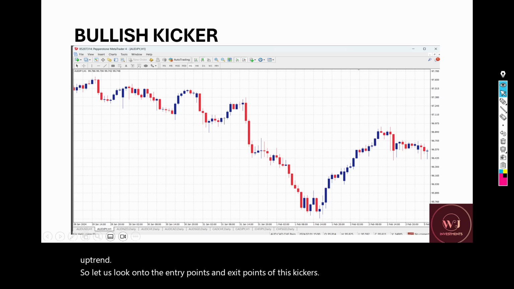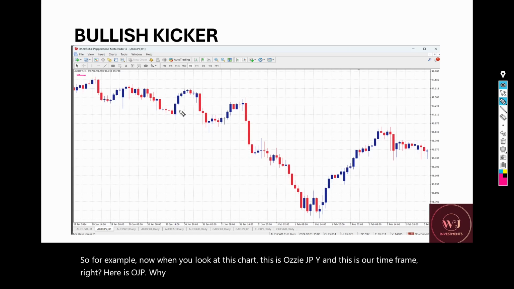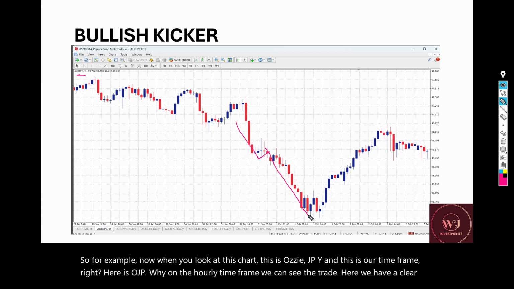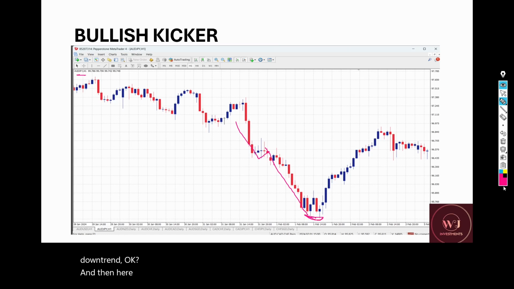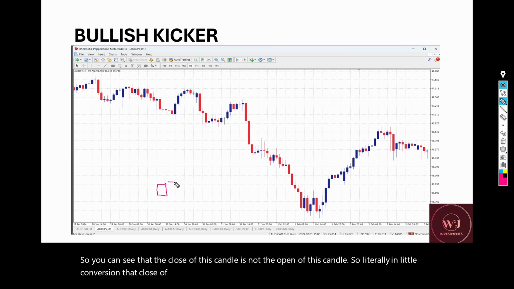So for example, now when you look at this chart, this is AUSJPY, and this is our time frame right here. This is AUSJPY on the hourly time frame. We can see that right here we have a clear downtrend. Okay, and then here we got a price getting stuck a little. So you can see that the close of this candle is not the open of this candle. So literally, in literal conversion, the close of one candle becomes the open of the other candle which is coming. Okay, and then here you create the bullish one.